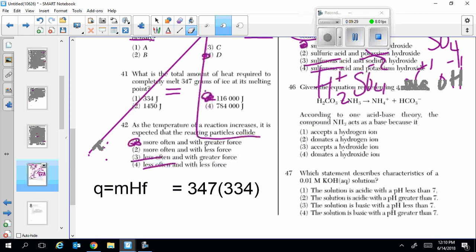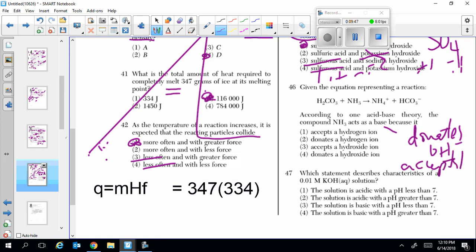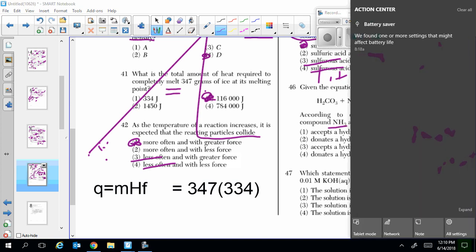All right, let me erase a little bit of this to have some room. According to one acid-base theory, the compound NH3 acts as a base because it. So a base has 2 definitions. It either donates an OH minus or it accepts an H plus. All right, so it does not have an OH minus, so it can't be this.